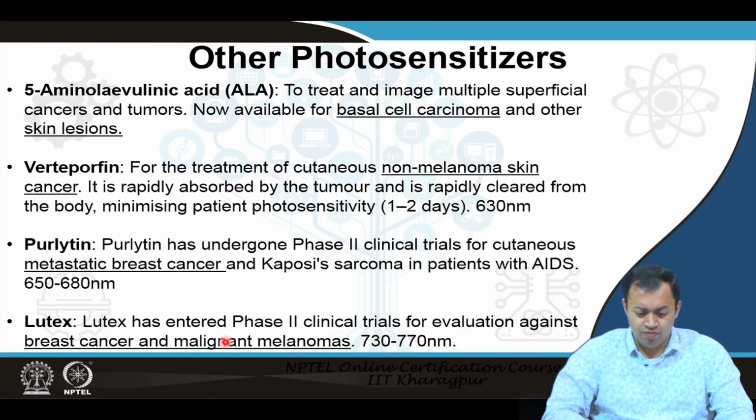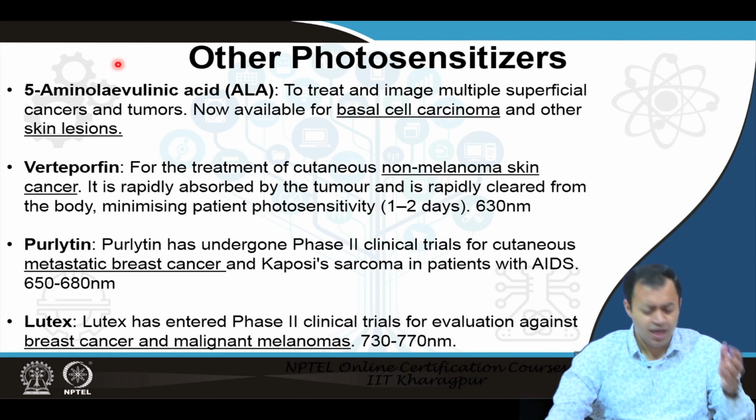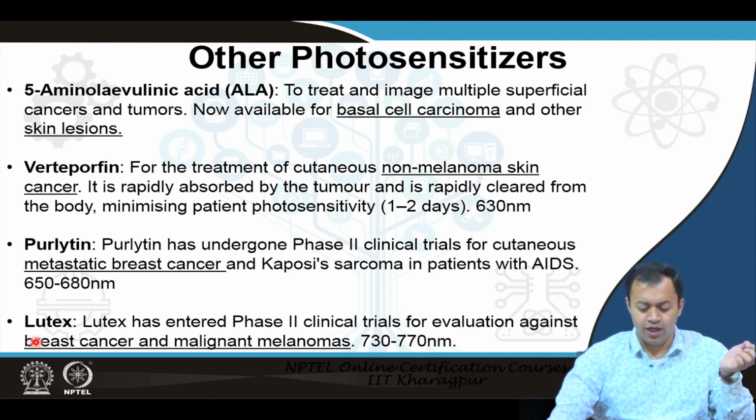Since then, life has moved further. You have developed all of these different types of drugs. This is obviously not an exhaustive list. Lutex is coming up very, very strongly. This follows in that range, 530 to 770 nanometer. It is already proven against breast cancer and malignant melanomas. Melanoma is a type of skin cancer.